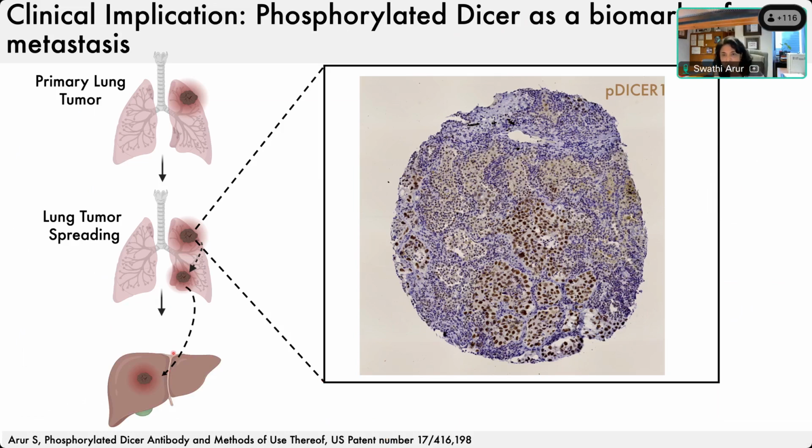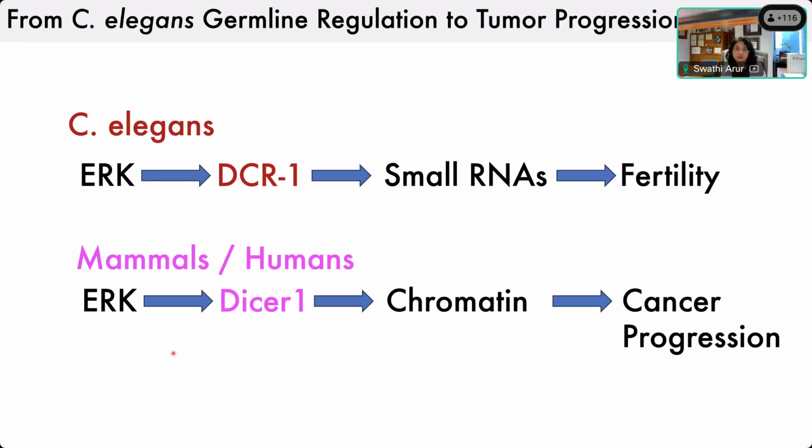And so with that, I think what I would like to end with today is how work in C. elegans to study germline regulation can not only inform fertility in humans, but also give us insights into how work can transcend across tissues and, in fact, give us new mechanisms towards cancer progression. In this case, I just presented this for lung cancers, but we have similar data for pancreatic cancers and melanomas as well.